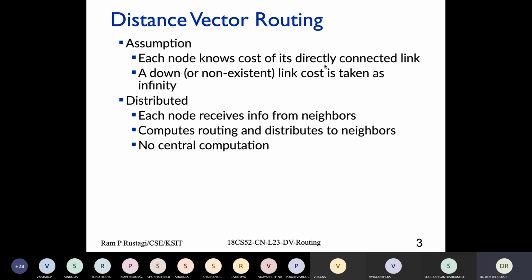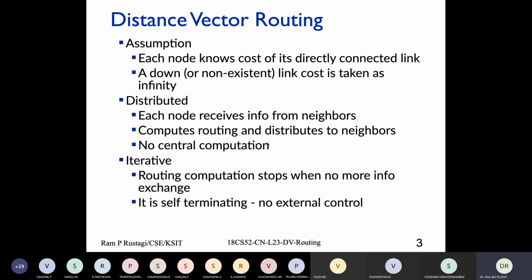So a node knows the cost of directly connected links, and for the remaining networks, it gets the information from the neighbors. Based on that information, it computes the routing and communicates that information to the neighbors. This communication happens either periodically, or if there is a change. And there is no central computation. Each router computes its own.